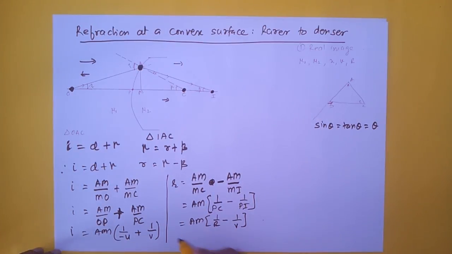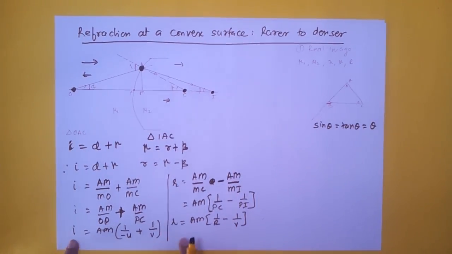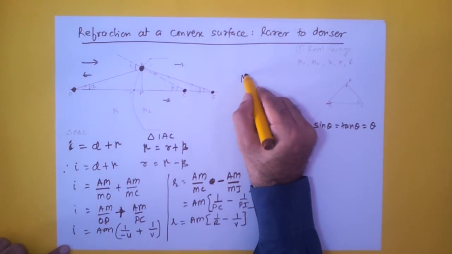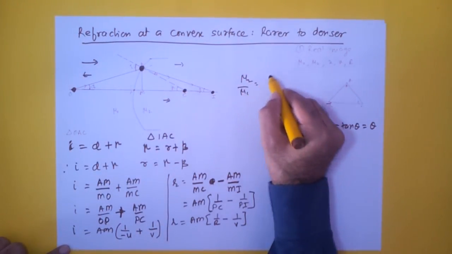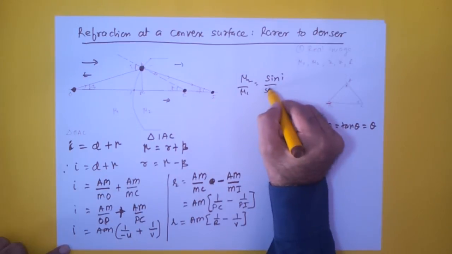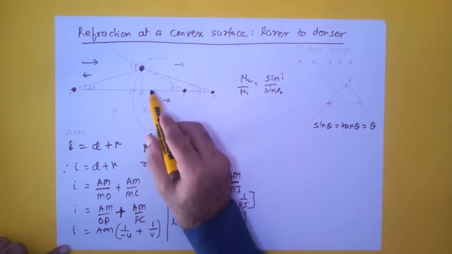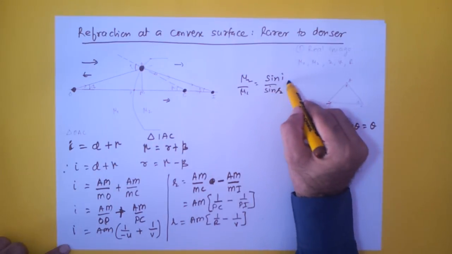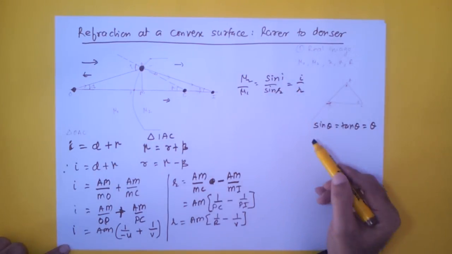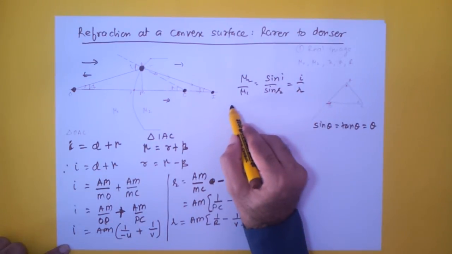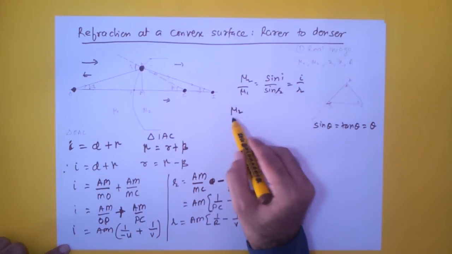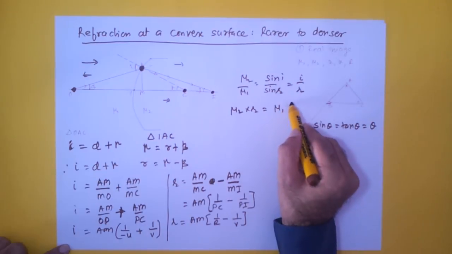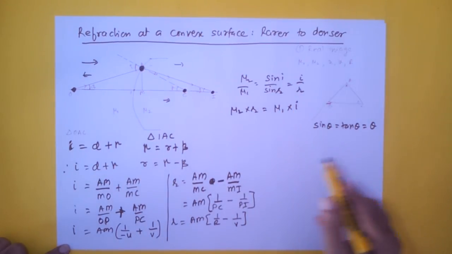So I have got now an equation for i and r. Now by Snell's law, mu2 upon mu1 is equal to sin i upon sin r. Refractive index of the second medium with reference to the first medium is sin i upon sin r, which is equal to i upon r because angles are very, very small. So if I take, mu2 into r is equal to mu1 into i. Right.